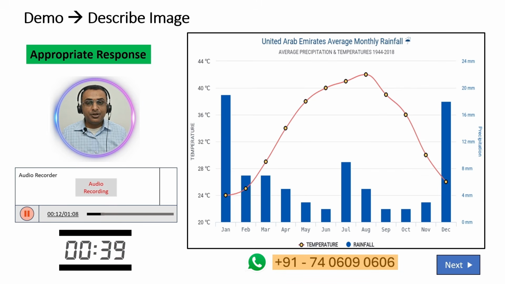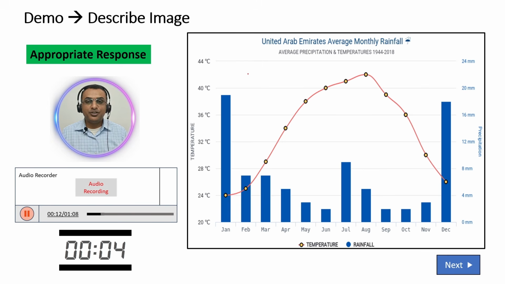The image describes about UAE's average monthly rainfall between 1944 to 2018. As you can clearly see from the image, January and December has the highest rainfall in comparison to June, September, October, which has the least rainfall. Additionally, we can see that the temperature has been increasing from January to December where it reduces. In between, the temperature is at the highest, and in comparison, the rainfall is at the least. Hence, this information is very useful to monitor rainfall and average temperatures.